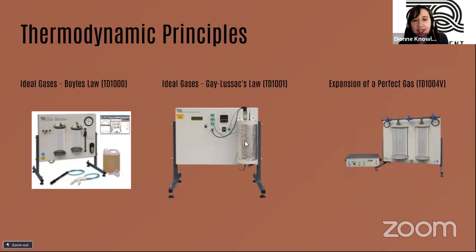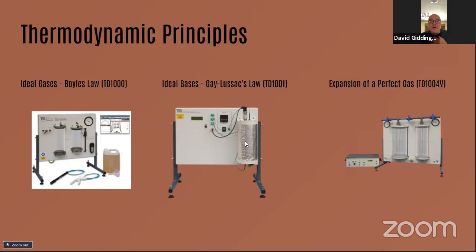Brilliant. Right, then we have an ideal gas law. Now, that is the TD1001. So that's Gay-Lussac's law. Again, that looks at the relationship between pressure and temperature, but that's at a fixed volume of an ideal gas. So that's the difference.